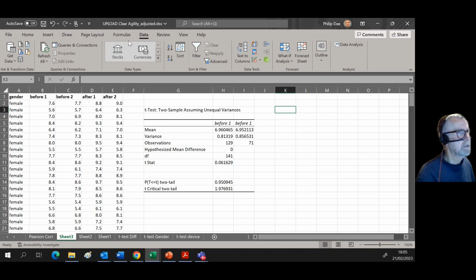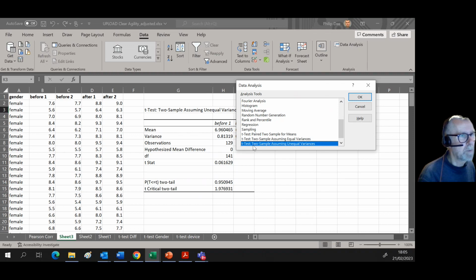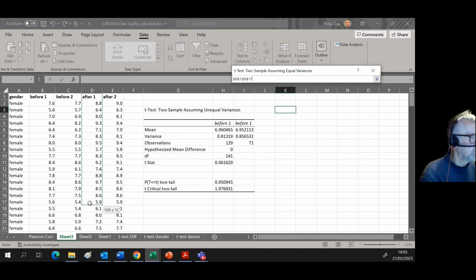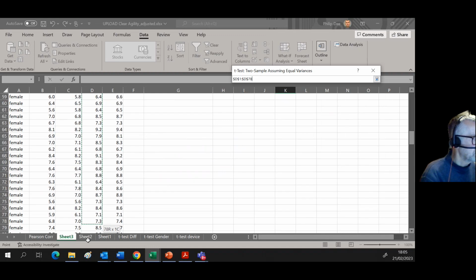So go into data, go into data analysis. I promise you it's my very last one. Obviously, I could have assumed equal variances now, couldn't I? But let's do that. Let's assume equal variances. You'll do a bit more work than I've done on this one. So I'm now going to look at after 1. So I'm going to pick all of those guys.